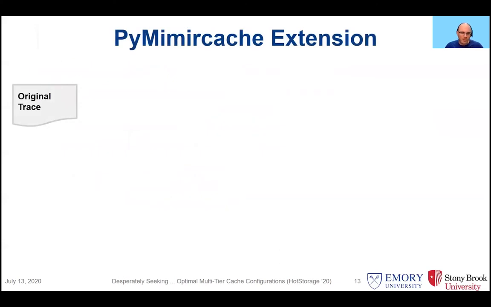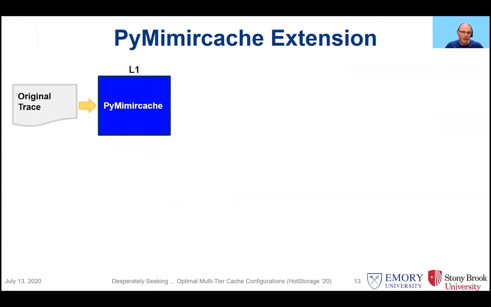So we start with the original trace of some workload. A high-level script containing the current experiment's configuration parameters, including cache size, write policy, and eviction policies, passes the parameters and original trace to the first instance of PyMimircache. This instance acts as our first cache, L1.